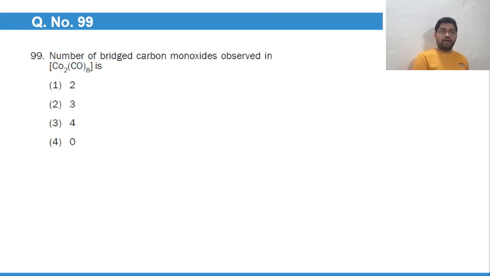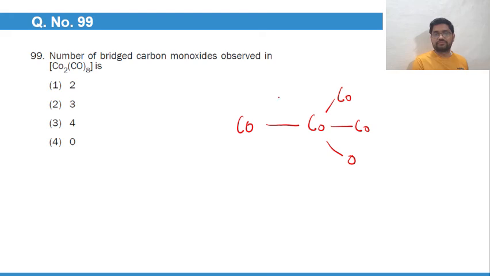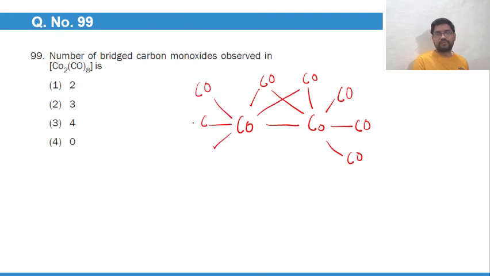The number of bridging carbon monoxide ligands observed in Co2(CO)8. Let's draw its structure. This is the structure. It is carbon monoxide at each position. If you can see, there are 2 bridging carbon monoxides. So we'll go with option number 2.